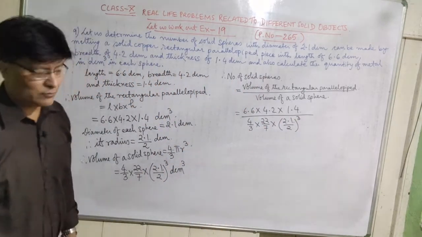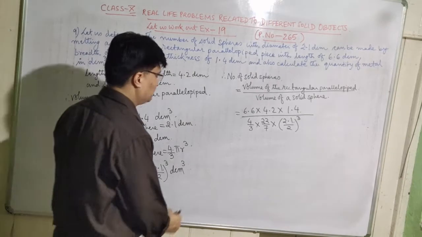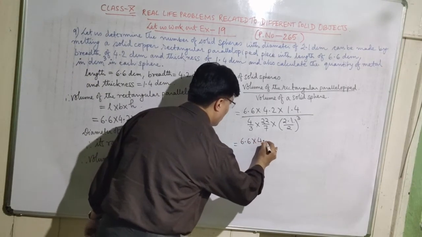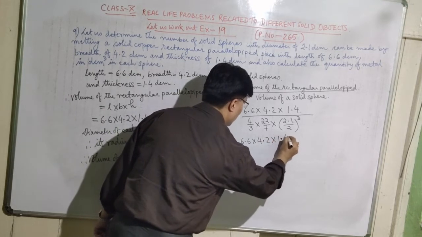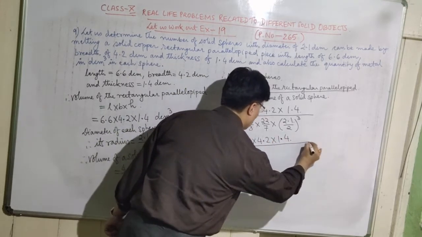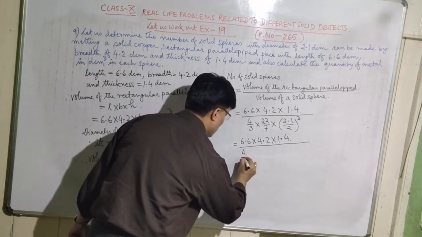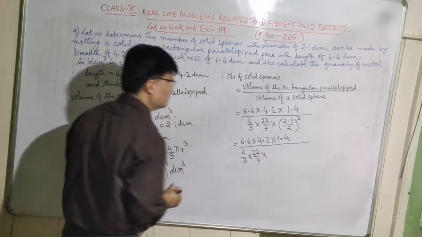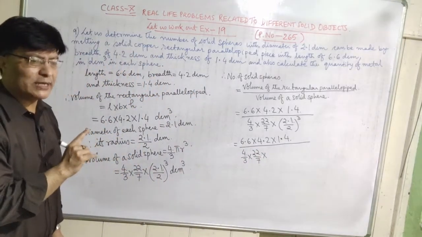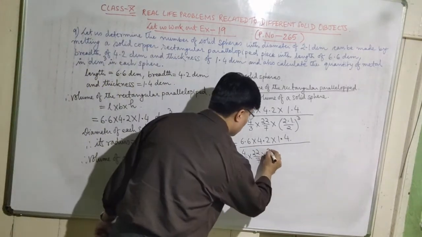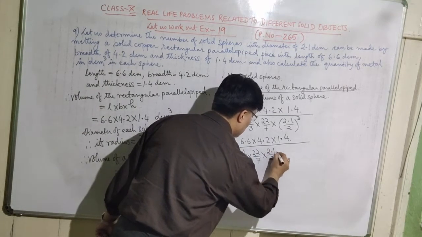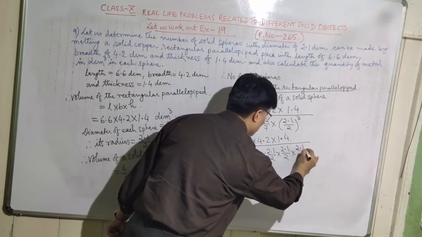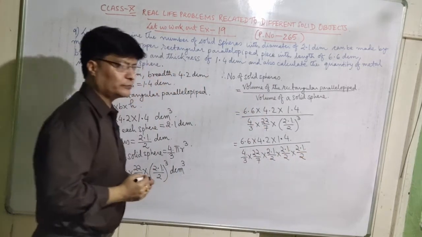So let us simplify it now. So this is 6.6 into 4.2 into 1.4, this whole divided by 4 by 3 into 22 by 7 into, what is (2.1 by 2) whole cube? So it is 2.1 by 2 into 2.1 by 2 into 2.1 by 2.